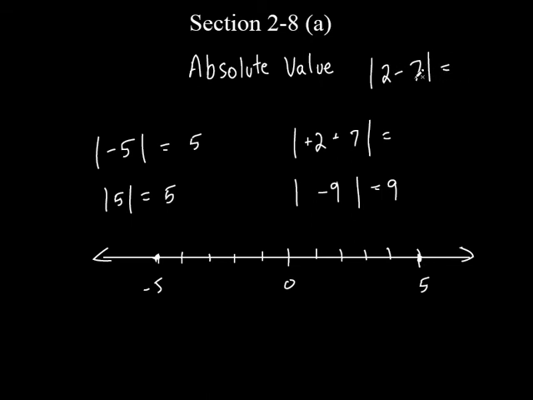2 plus 7 is 9, but that's not the answer here, is it? What is it? It's the absolute value of what? Negative 5. And what's the absolute value of negative 5? It's positive 5. Make sense?